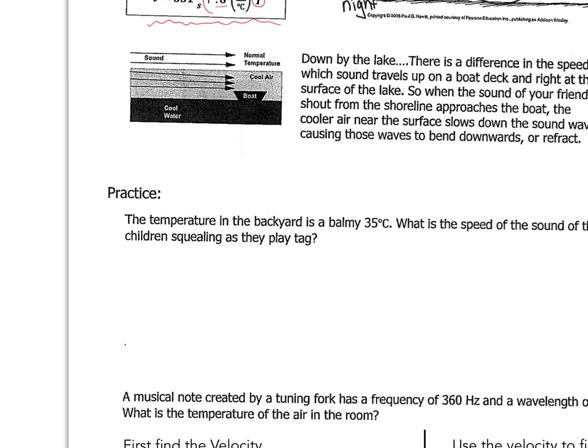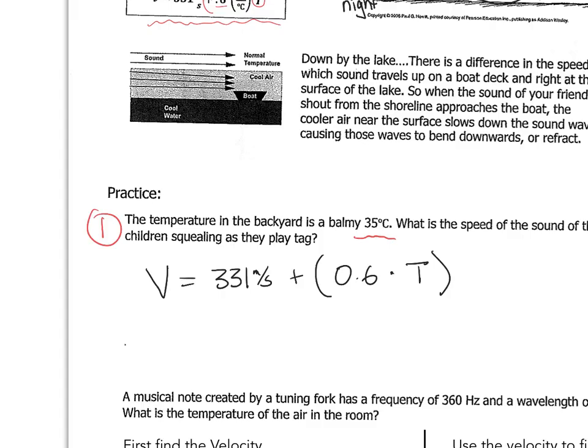Let's go down here to practice problem number 1. It's a backyard on a very hot day, 35 degrees Celsius. Your body temperature is 37, so this is hot. This is in the 90s. So according to the formula, and let's write it a little more clearly without all the units, to find the speed of sound, you take 331 meters per second, and you add to it, using a different parentheses, 0.6 times t. What that does is it reminds you to use your order of operations and to multiply the temperature by 0.6 first, then add that to 331.